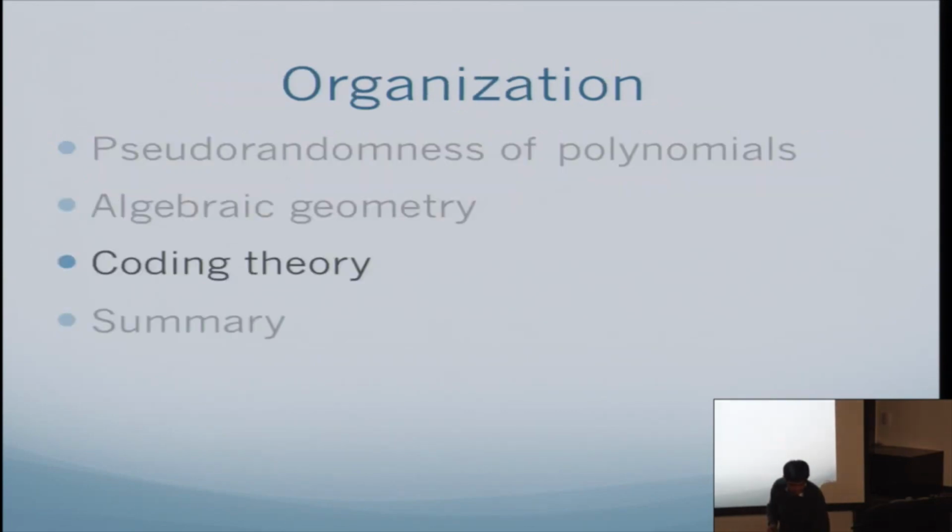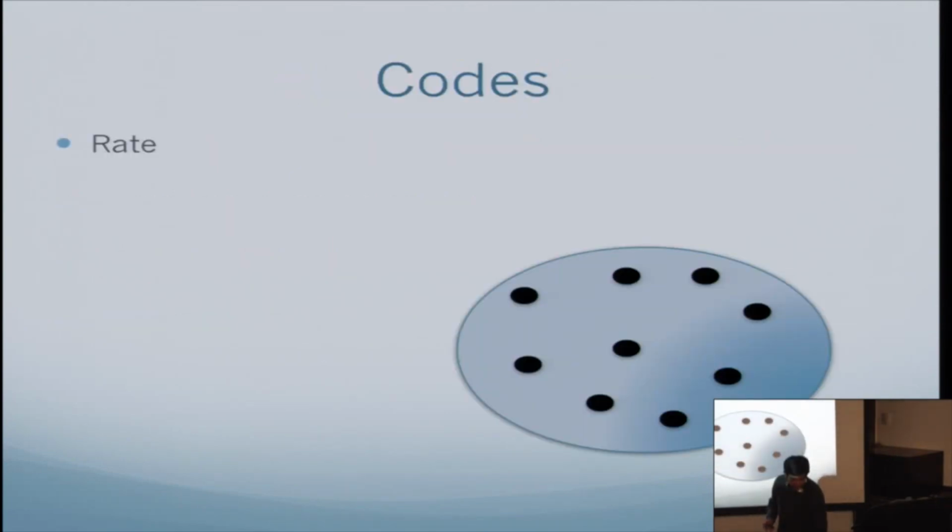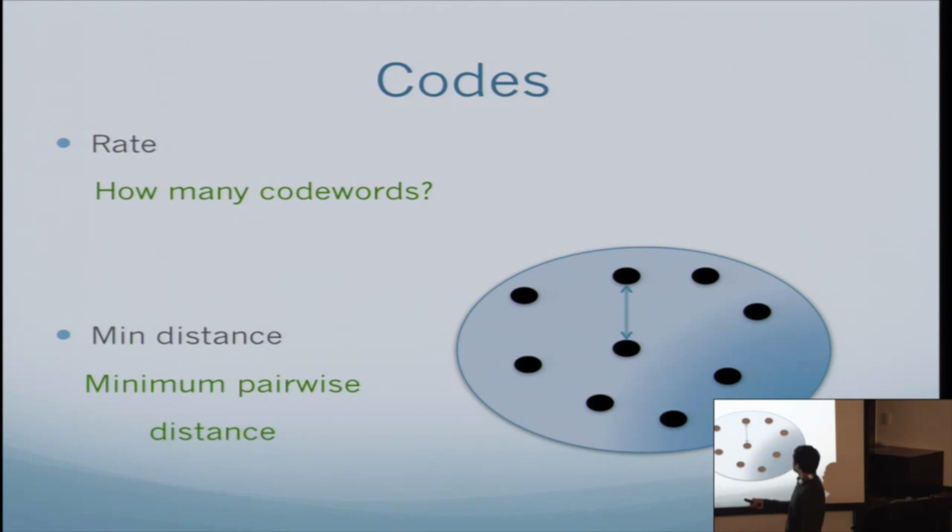So I'm going to jump to another application, coding theory. Okay, so just an introductory slide on codes. What is a code? You have an ambient space, you take a subset in it, that's a code. The way it's different from any other subset is you have two parameters that you care about: the rate and minimum distance. The rate tells you how many code words you have, so what is the size of your subset, and minimum distance tells you how far apart each one of them is. You want them to be as far as possible from each other, and at the same time you want a lot of them. So kind of contradicting.